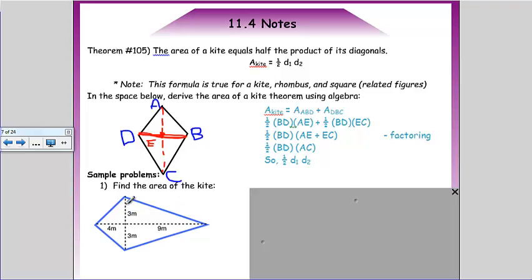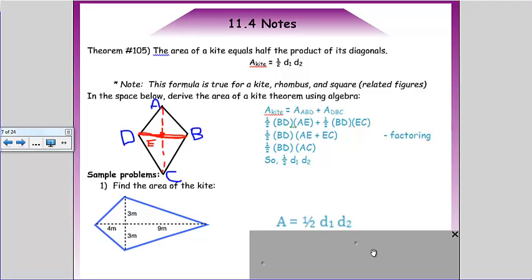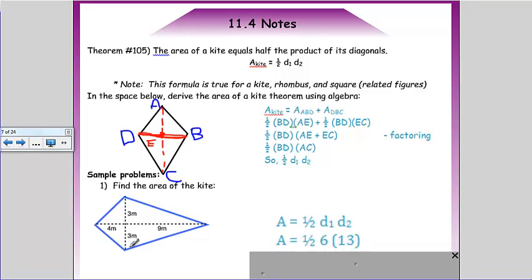Here's our first one. Very simply, we just have a kite. It tells us it's a kite, so we're just going to follow the formula. Area is 1/2 d1 times d2. Notice I'm going to write my formula, to show good algebra setup. So it's 1/2 times 6, the entire diagonal, times 13, the entire other diagonal, and using some calculation skills, we'll get 39 meters squared. That's it for example 1.